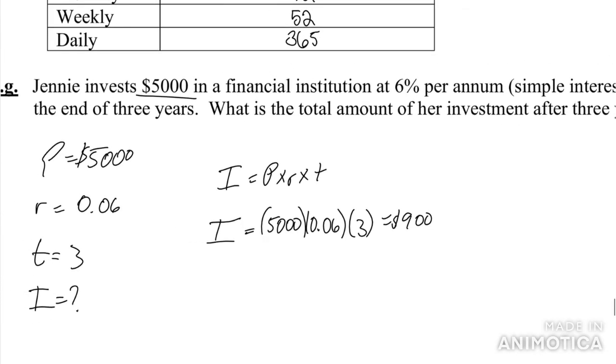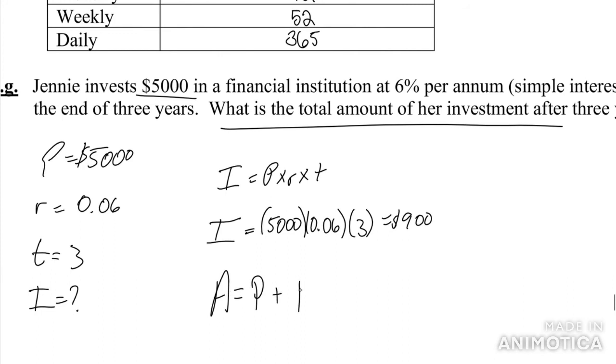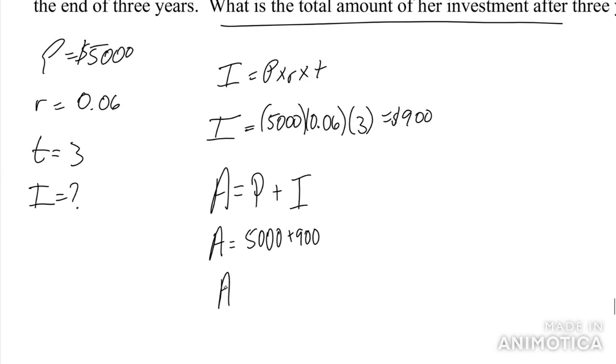The question wasn't asking how much interest though, they asked about the total amount, so I have to use my A equals P plus I. So my A is equal to 5,000 plus 900. So in total, her investment is worth $5,900. Pretty good. That's using simple interest. So let's see how much more it would be with compound interest.